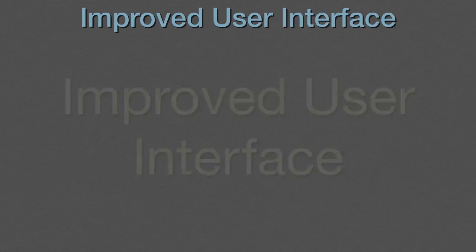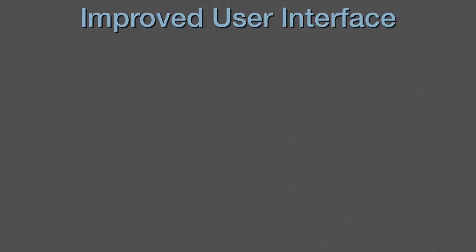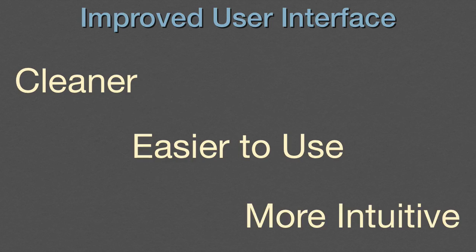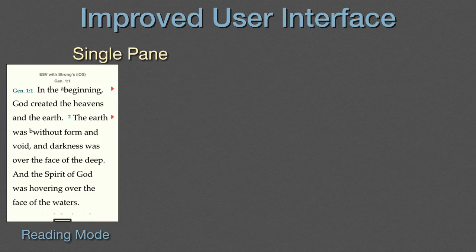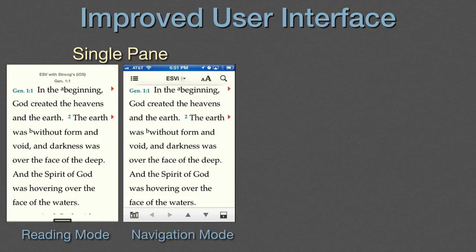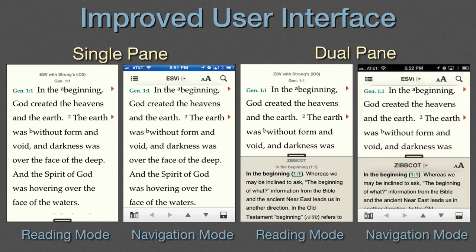Improved user interface. The most obvious change in 1.6 is the new user interface. We worked hard to make it cleaner, easier to use, and more intuitive. Here's a single pane in both reading and navigation mode. To switch between them, just tap the screen. Prefer dual panes? Here they are, reading mode and navigation mode.